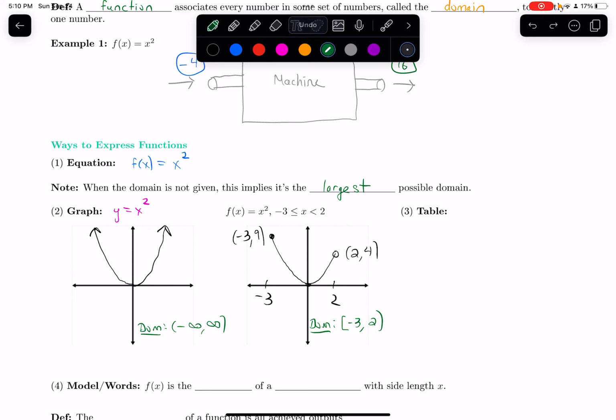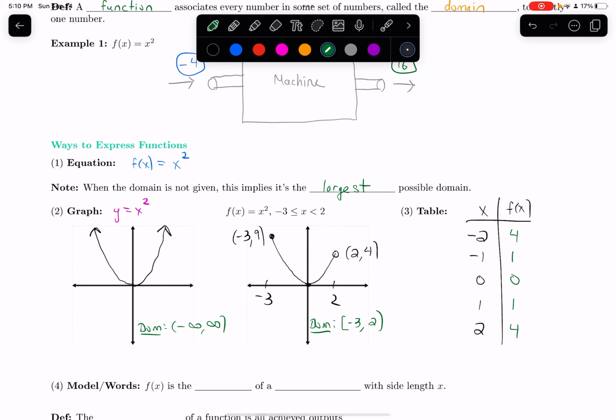The third way is using a table of values. So I can keep track of my input, which I'll call x, and the output I'll call f of x, or I could also call it y. And let's plug in a few inputs, like -2, -1, 0, 1, and 2. If I plug in -2, we get the output is 4. If I plug in -1 and I square it, I get 1 out. If I plug in 0, I get 0. 1 gives me 1, and 2 gives me 4.